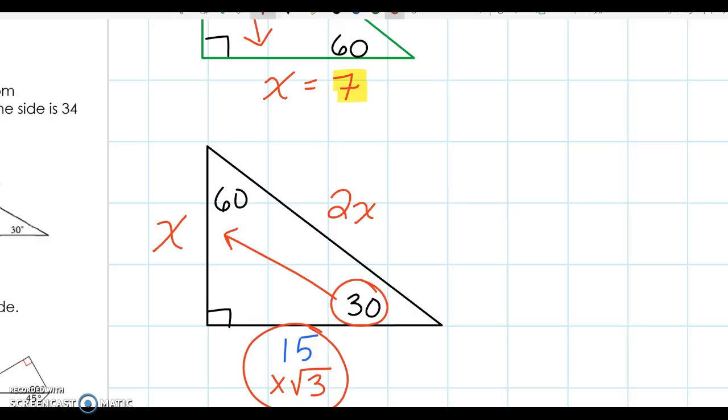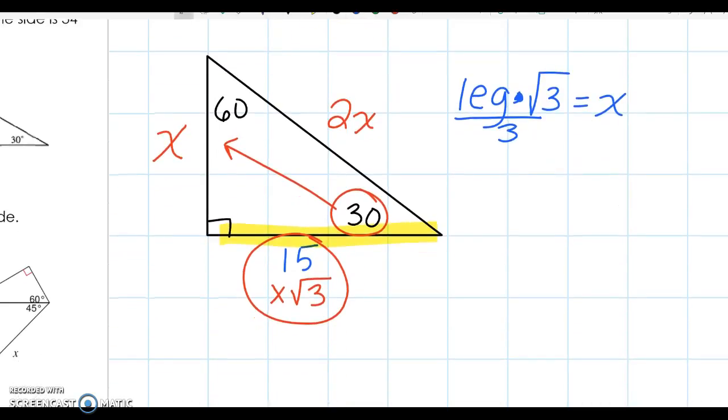Now, our rule said this. It says, take your longer leg or whatever leg that you're given, whatever length that you're given for the leg next to the 30 degrees, so for this adjacent side right here, and you're going to multiply that leg by square root of 3 over 3, and that's going to give you x. Now, let's see how that works with this example.